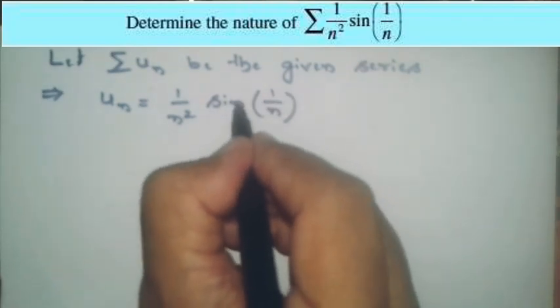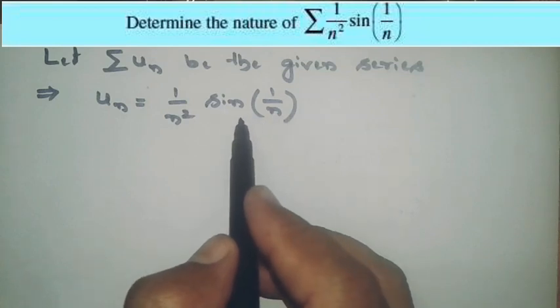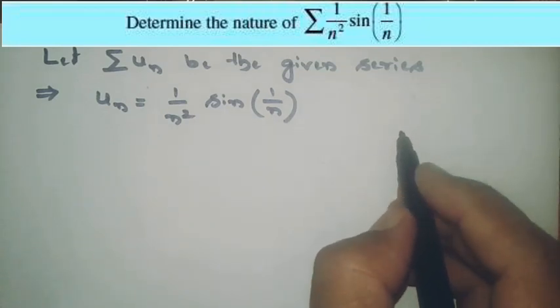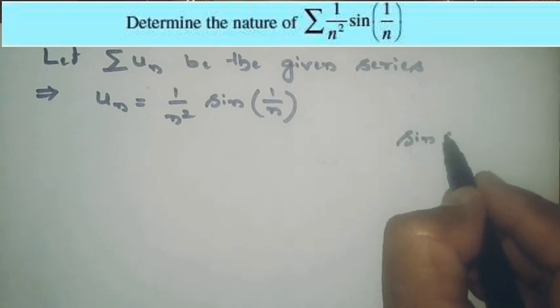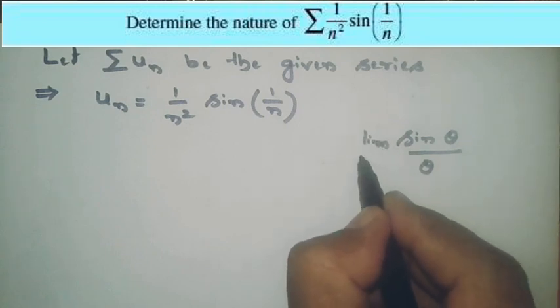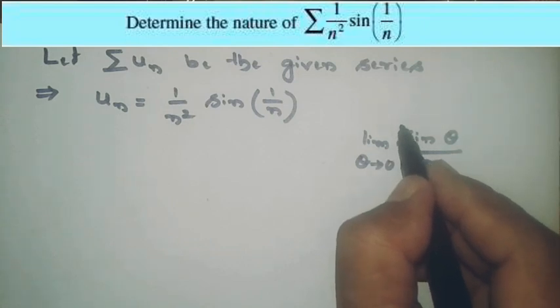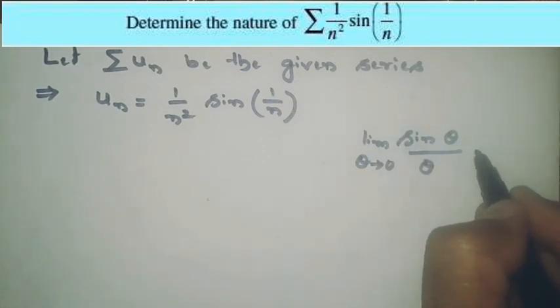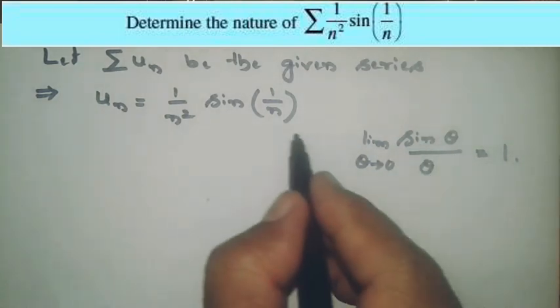Now here our duty is to take the limit of the RHS, and we have sine of 1 by n over here. We know one important result as far as the trigonometric function is concerned, that is the limit as theta tending towards 0 of sine theta by theta is equal to 1. So by using this standard limit we have to proceed here.